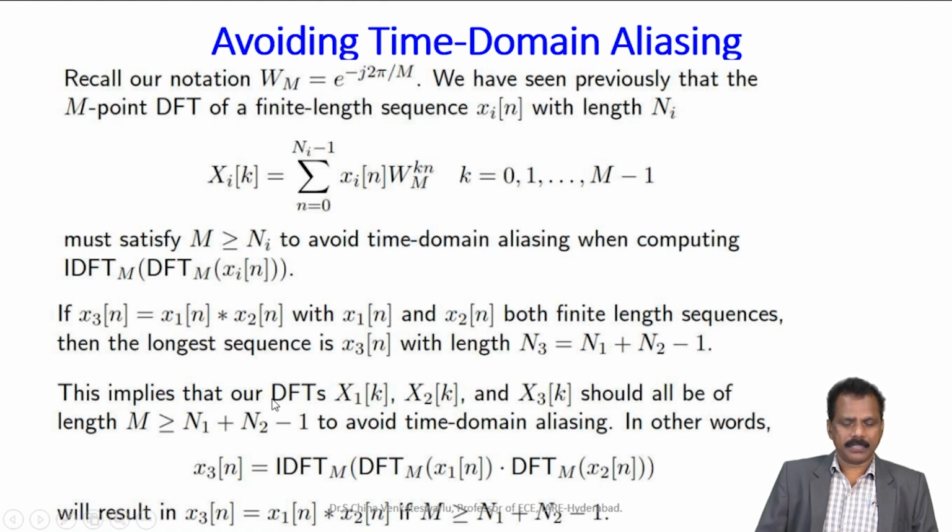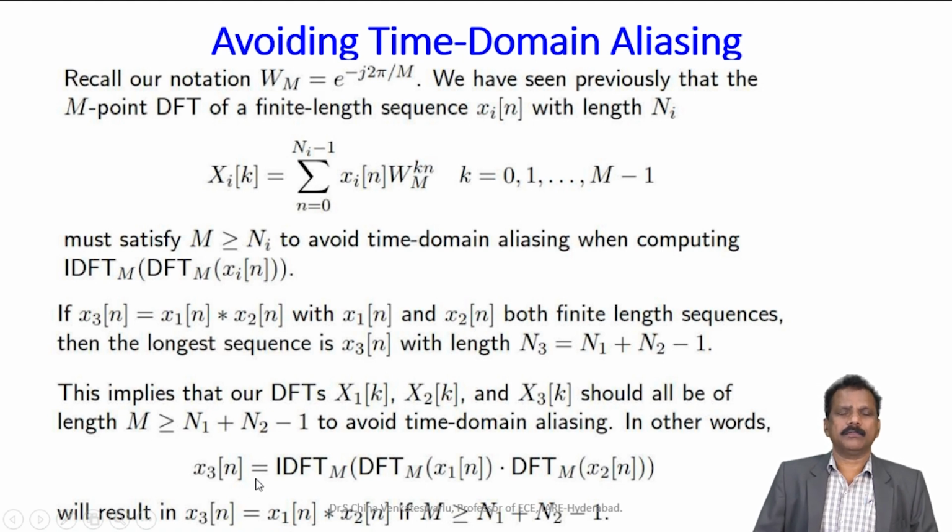Okay, this simplifies that our discrete Fourier transforms X1 of k, X2 of k and X3 of k should all be of length capital M. We should follow this length: capital M greater than or equal to N1 plus N2 minus 1, to avoid time domain aliasing. In other words, using this mathematical expression we can easily avoid time domain aliasing.